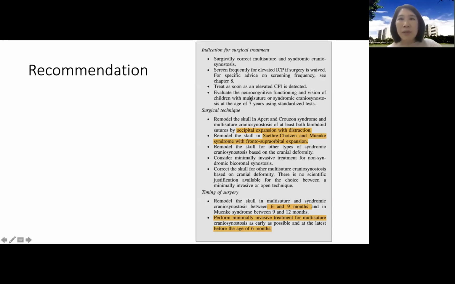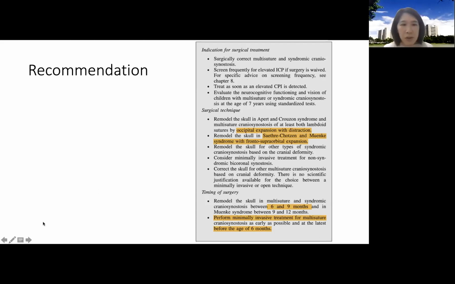So that's the conclusion for syndromic craniosynostosis. For the surgical indication, you should do the surgery, of course. Treat as soon as possible if there's evidence of elevated intracranial pressure. And how about the surgical technique? You should do occipital expansion with distraction if the patient is Apert or Crouzon. If the patient is Saethre-Chotzen or Muenke, because there's a lower prevalence of elevated intracranial pressure, you could do the FOA. So how about the timing?